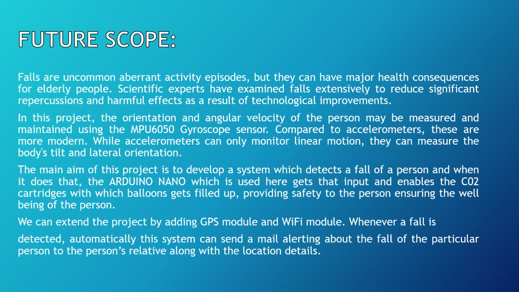We can extend the project by adding a GPS module and Wi-Fi module in the future. Whenever a fall is detected, the system can automatically send a mail or some message alerting about the fall of the particular person to the person's relative or a caretaker along with their location details.